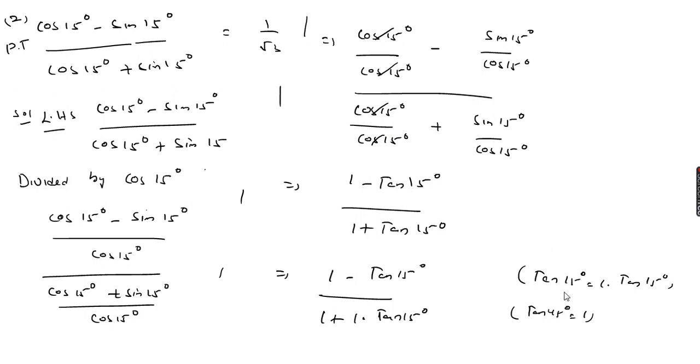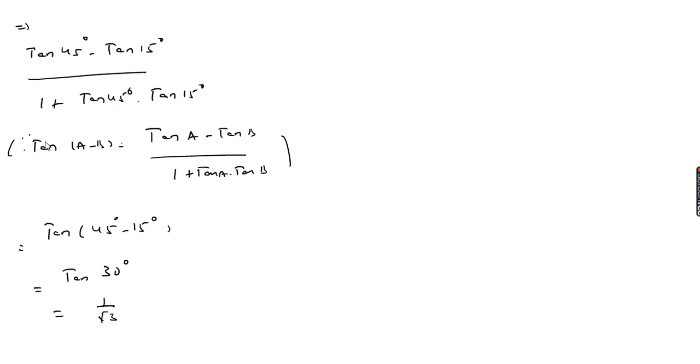We know that tan 15 degrees can be written as 1 into tan 15 degrees, and tan 45 degrees is nothing but 1. And we get tan 45 degrees minus tan 15 degrees by 1 plus tan 45 degrees into tan 15 degrees. This is nothing but tan A minus B. Then we get tan 30, which is nothing but 1 by root 3.